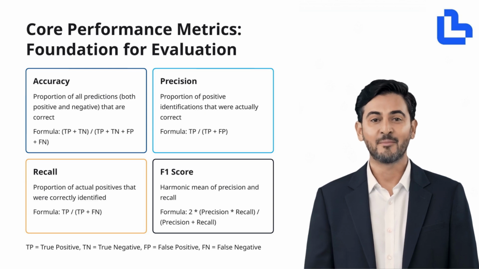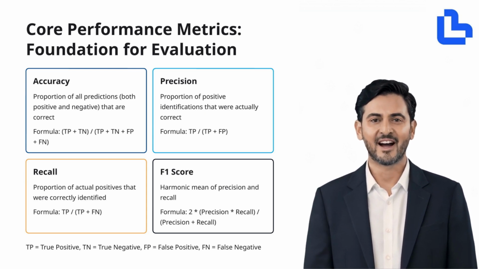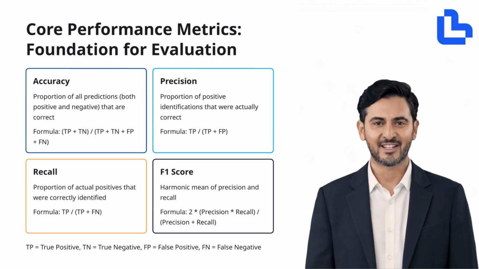Precision is especially important when the cost of false positives is high. Think of scenarios like spam detection or medical diagnoses. Then there's recall, which measures how many of the actual positive cases were correctly identified by the model. Recall becomes critical when missing a positive case is costly, such as in fraud detection or disease screening.